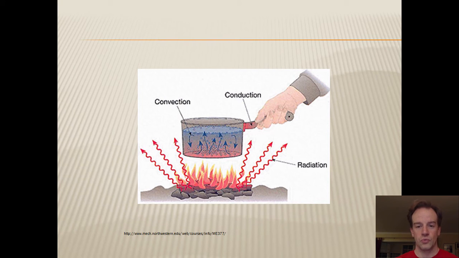Now here's a picture where we have all three working together. In this pot we have convection currents. So it's getting hot, cooling, and sinking again. We have radiation coming out from the fire, heating that pot, and conduction up the handle of the pot. It's getting hot. Watch out, dude, you're going to get burnt. Look at that.